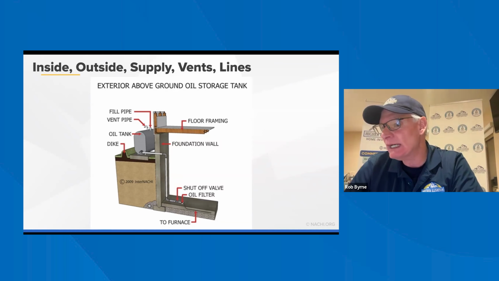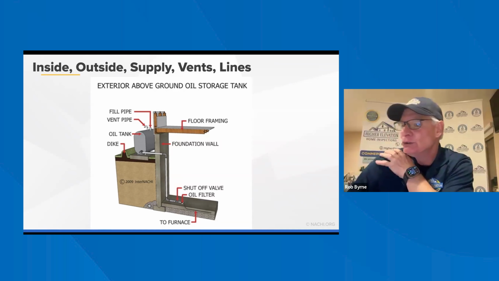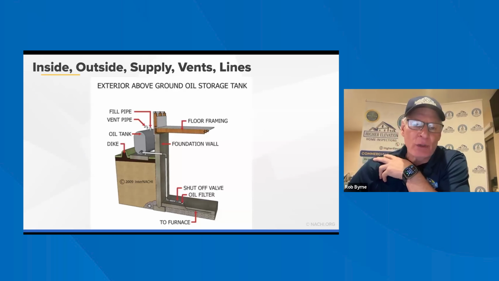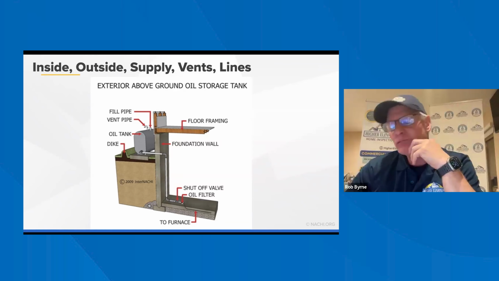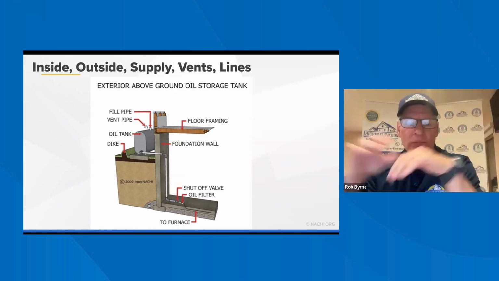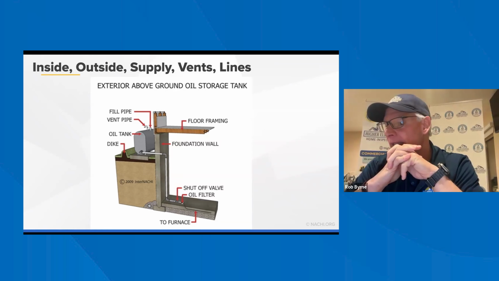Tanks located outside and above ground should be at least 5 feet from an adjoining property line. Okay, those are your setbacks. Usually they're close to the house. Tanks located outside should be protected from weather and physical damage. A lot of times you see oil tanks outside, they don't have a covering on it. If you see that, call it out. Recommend to the client that they cover the oil tank to get it out of the weather.